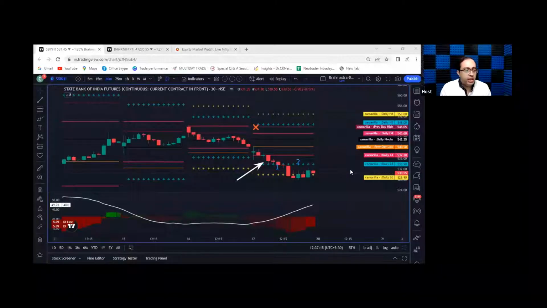I have selected the daily pivot only. This is a 30-minute chart and each day my stop loss will get revised. Tomorrow whenever the pivot opens and H4, H5, H6 are formed, my stop loss will come there. My stop loss will shift from here to here maybe.